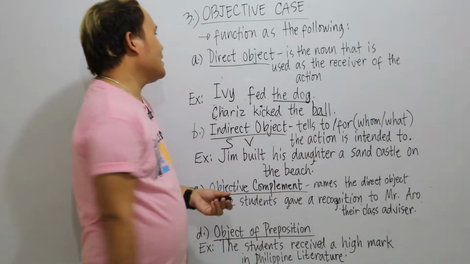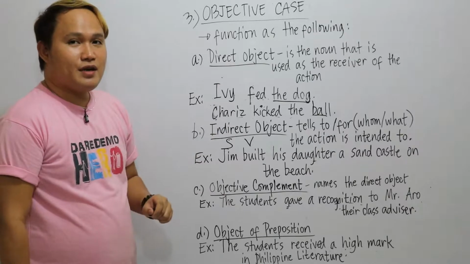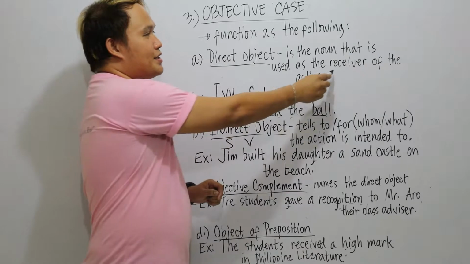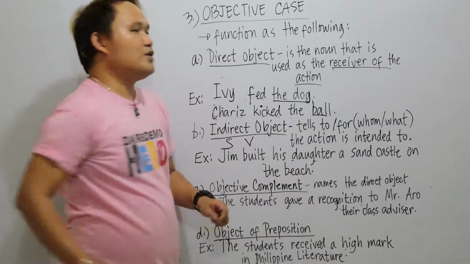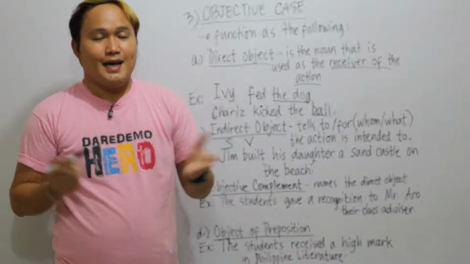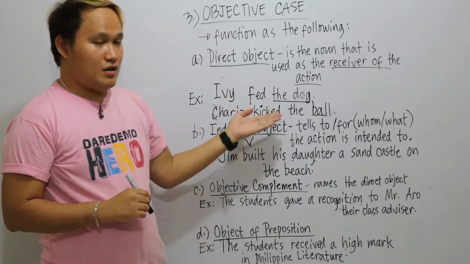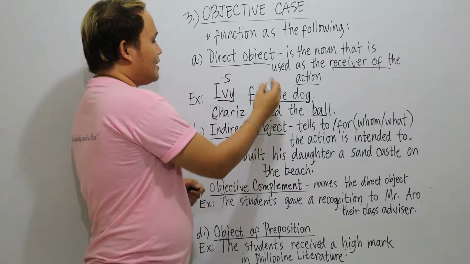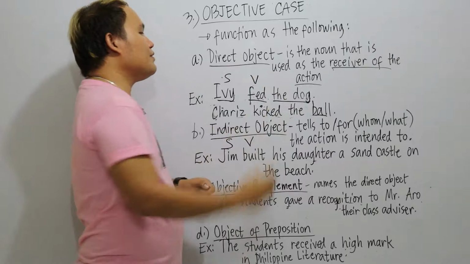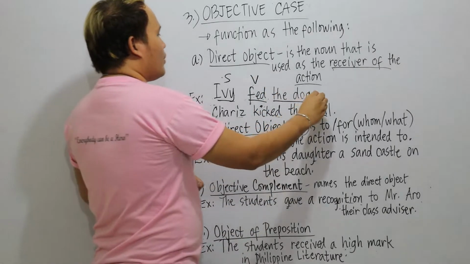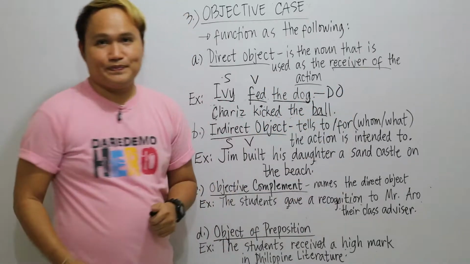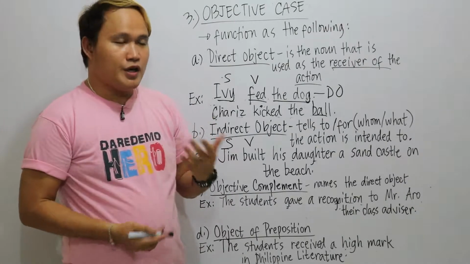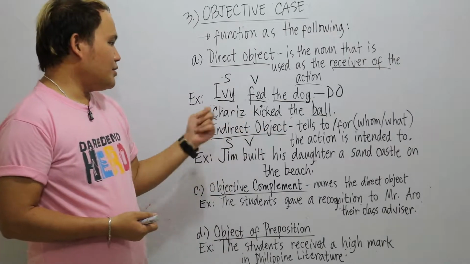So the dog here functions as the direct object because it is the receiver of the action. When I ask you what or who did Ivy feed, it's the dog. Ivy here is our subject. Fed is the past form of feed, which is the verb, and the dog here is our direct object, DO.